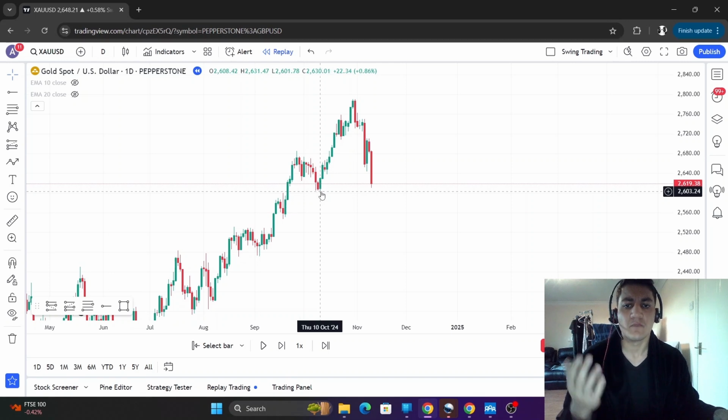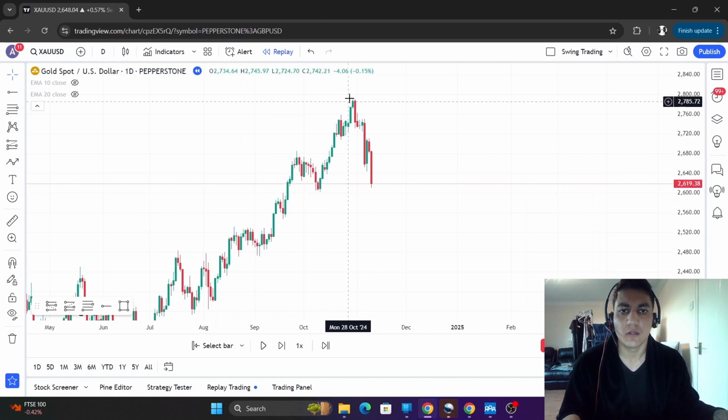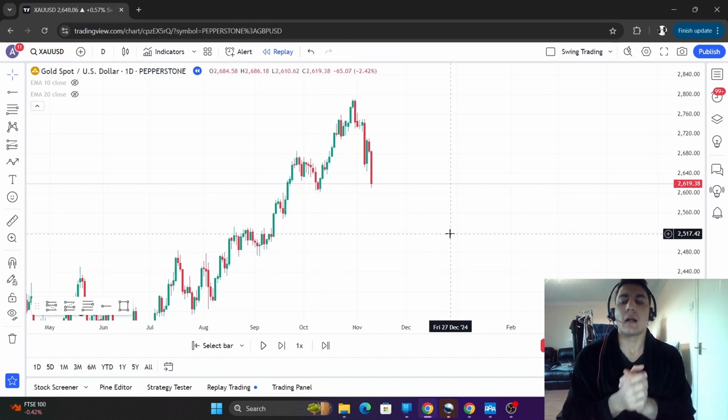Now, why is that important? Stop loss orders will have billions of dollars, right? Remember, we're on the daily chart for gold. There'll be billions of dollars at this low and this high, right? People shorting will have their stop losses here, and people going long will have their stop losses here. And by people, I'm talking about smart money.